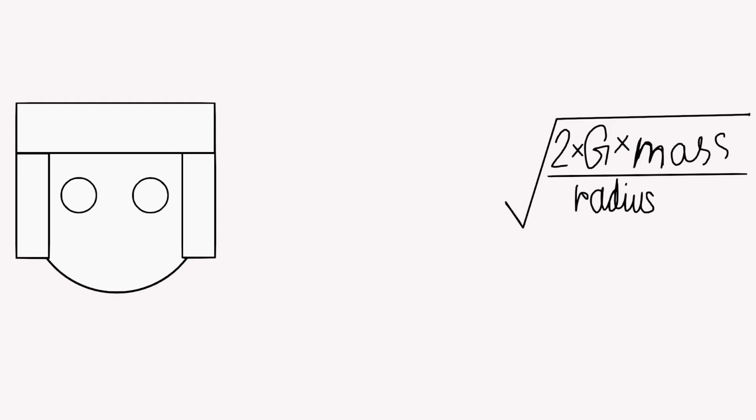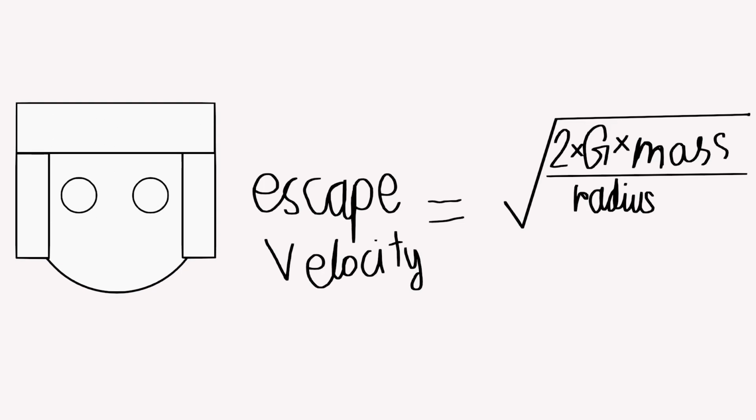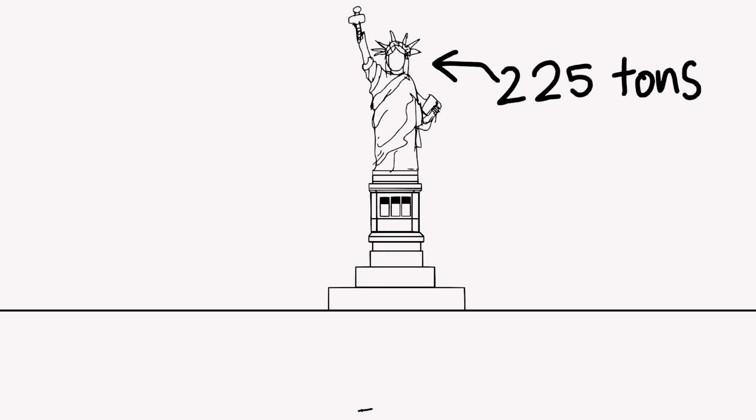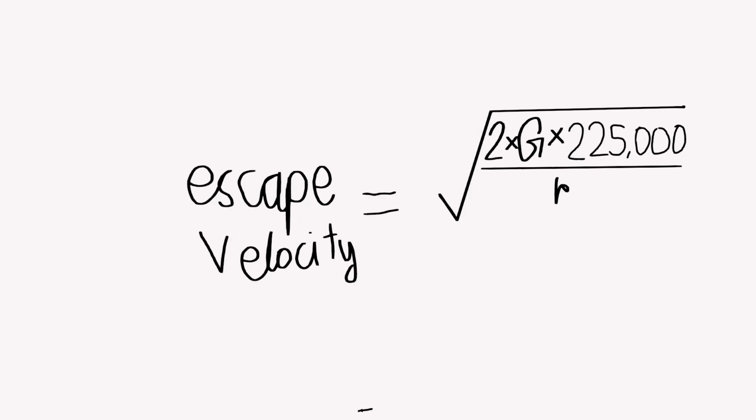So, because your mass doesn't matter when you're being pulled due to gravity, you need to acquire a certain speed to escape the gravitational force. This is calculated by this formula. This speed is called escape velocity. Let's assume our radius as r and make a black hole with the Statue of Liberty. So its mass is 225 tons, or 225,000 kilograms for our formula, and make the escape velocity to be light speed.